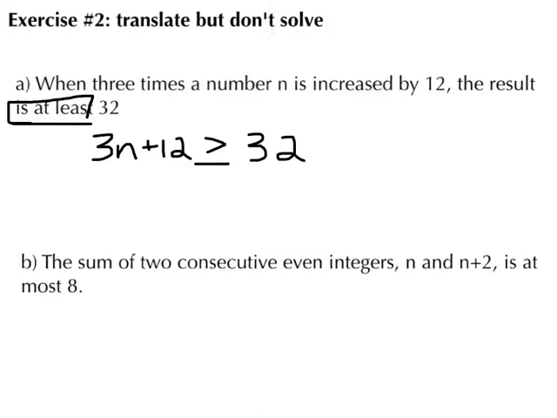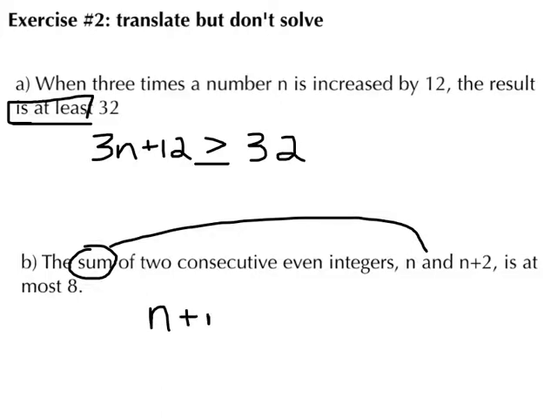B. The sum of 2 consecutive even integers, n and n plus 2, is at most. So the word "sum" is going to go right with this word "and," n plus 2. Is at most. Notice that word "is" again with the words "at most." Is at most means less than or equal to 8. So those are 2 ways you're going to see verb translations using the words at least and at most.